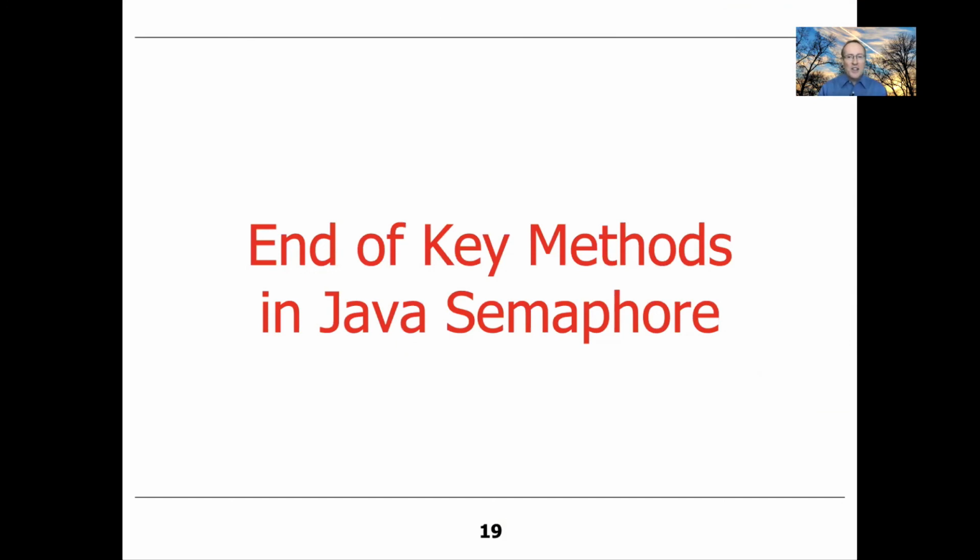So that's essentially the key methods in the Java Semaphore. As you'll see when you do your assignment, you only have to be aware of just a handful of these, but I want you to be aware that there are other methods because they do come in handy for more advanced synchronization use cases.